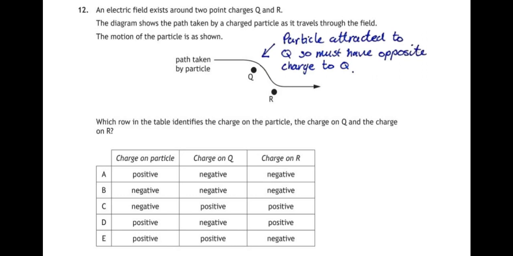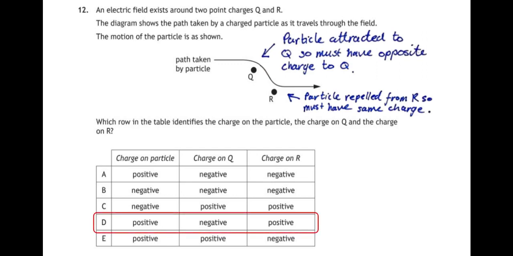Then the particle moves on towards R, and when it gets to R, its direction is changed again by being pushed away from R, repelled away from R. Since it's repelled from R, the particle must have the same charge as R. So we are looking along the line here. If the particle is a positive particle, then Q must be negative and R must be positive. If the particle is negative, then Q must be positive and R must be negative. So the only option that satisfies that is option D, which is positive, negative, positive.